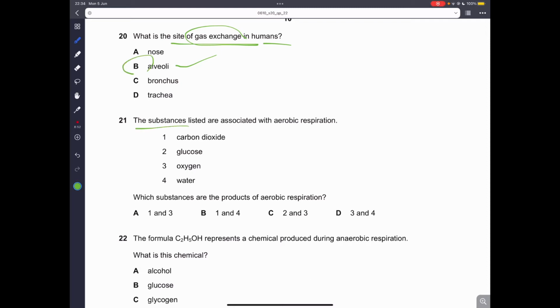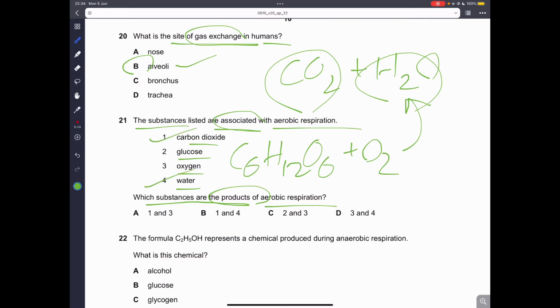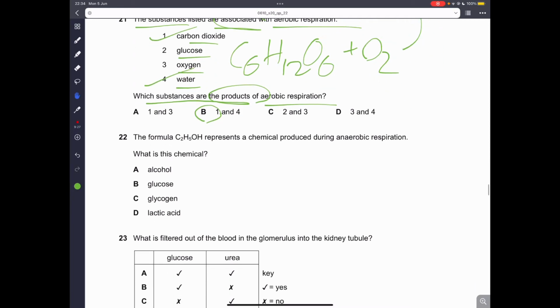Question 21. The substances listed are associated with aerobic respiration. Carbon dioxide, glucose, oxygen, water. Which of the substances are the products of aerobic respiration? Remember the equation. Glucose C6H12O6 plus oxygen, and this is going to produce carbon dioxide and water. The carbon dioxide that you excrete and the water that will be excreted through your skin, this is called sweating. So the products of aerobic respiration are carbon dioxide and water. So 1 and 4, this means that B is the correct answer.